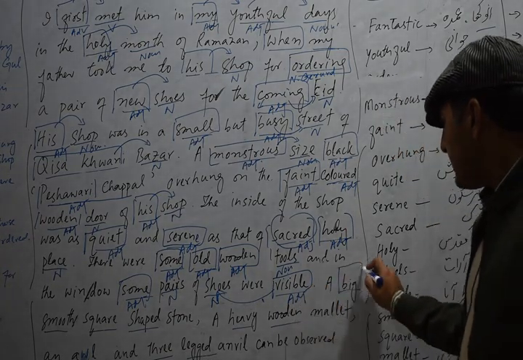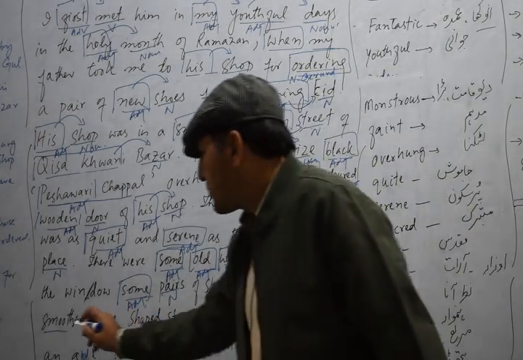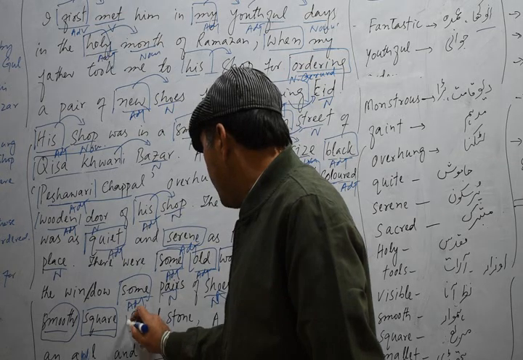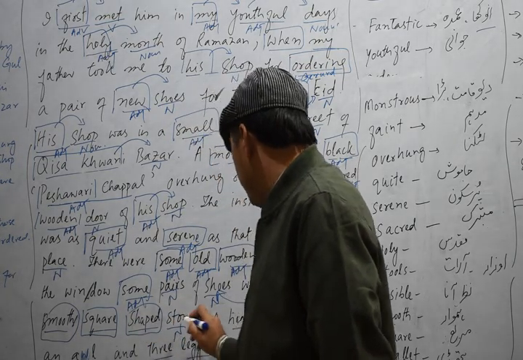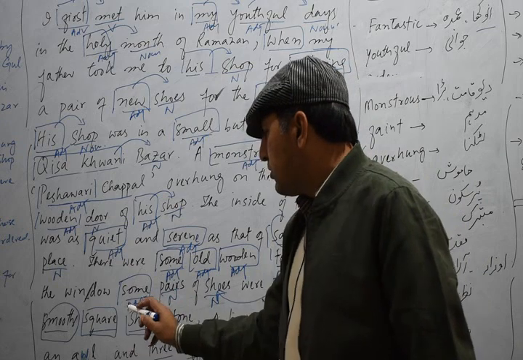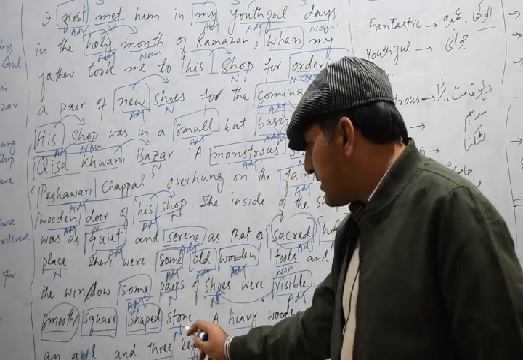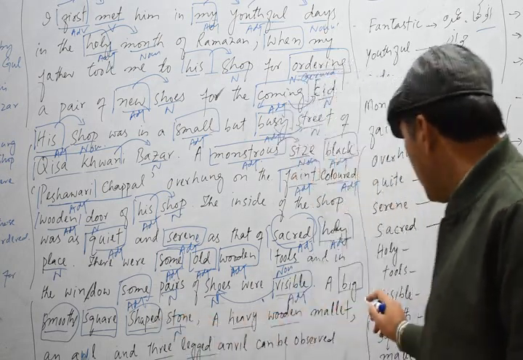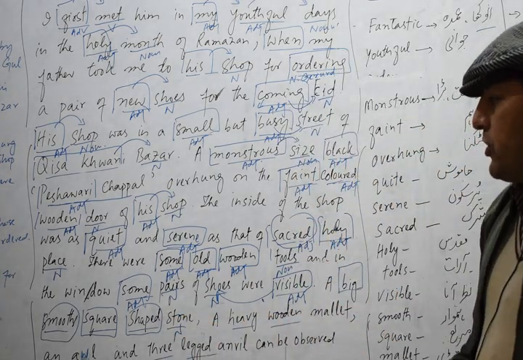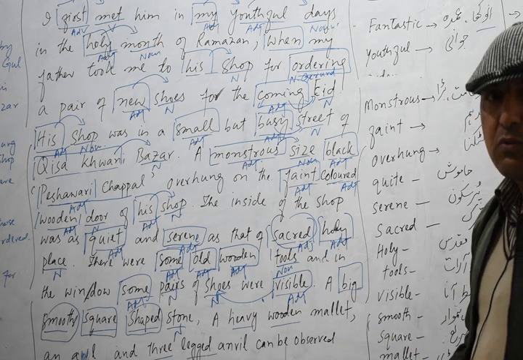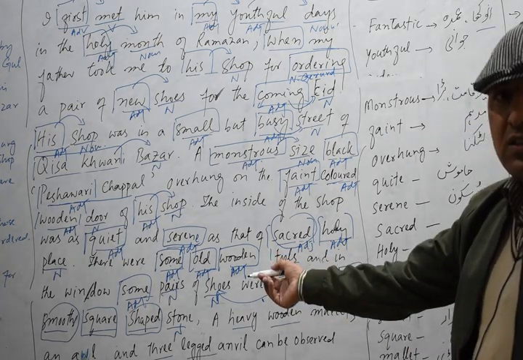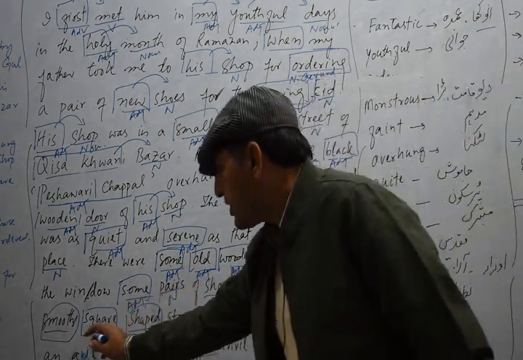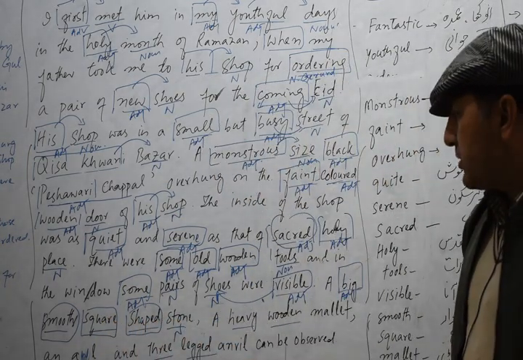A big is also an adjective. Big, smooth is an adjective. Square is an adjective. Understand? Shaped stone, this is an adjective, and stone is a noun. I mean to say big, smooth, square, shaped, these are the words which tell us about the noun stone. So these four words modify this one word stone, which is a noun. So big is an adjective, smooth is an adjective, square is an adjective, shaped is an adjective.